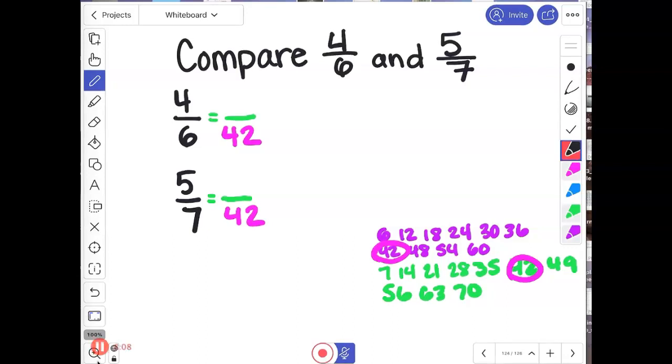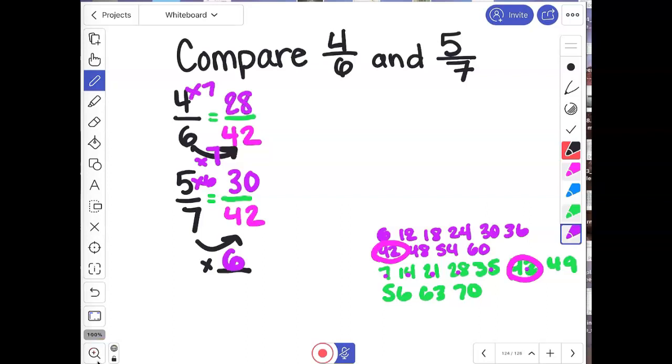Step 3, find the multipliers. 7 times what is 42? If I don't know, I can go to the list. 1, 2, 3, 4, 5, 6. That means I gotta multiply the top by 6. That's 30. Okay, find the multiplier. If I don't know, I can go to the list. 1, 2, 3, 4, 5, 6, 7. 4 times 7 is 28.